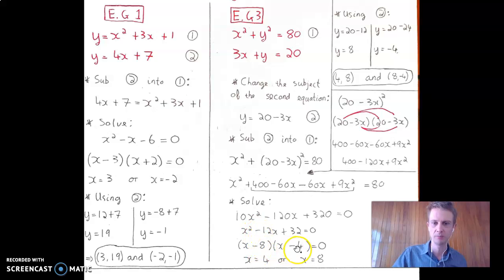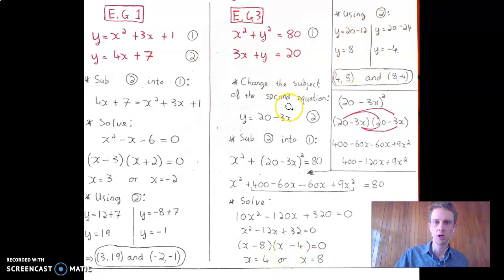Factorising is your minus 8 and minus 4. Minus 8 times minus 4 is 32. Minus 8 plus minus 4 is minus 12. Okay, and then from there we've got x equals 4 and x equals 8. Using our second equation here to find the actual coordinates, because these are just the x coordinates. We need the whole coordinate of the x with the y.